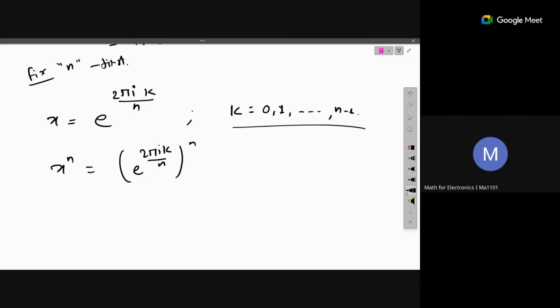Because our question is find the cube root of unity. If the question is cube root of unity, then we'll take n to be equal to 3. Find the nth root of unity means n is fixed first. So we'll fix n first and then we vary k from 0 to n minus 1. If you vary k from 0 to n minus 1, it will give you n distinct roots, n distinct numbers.